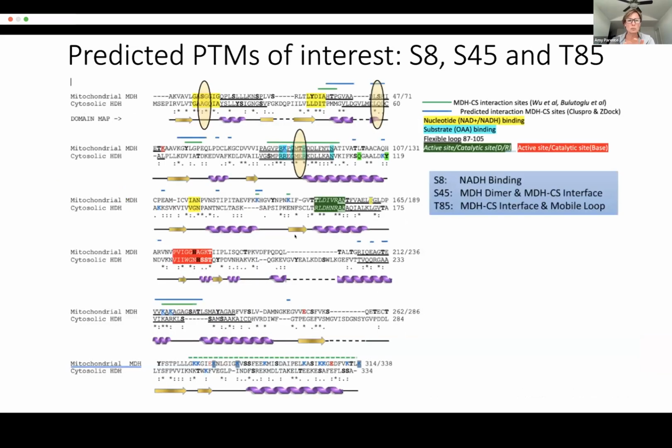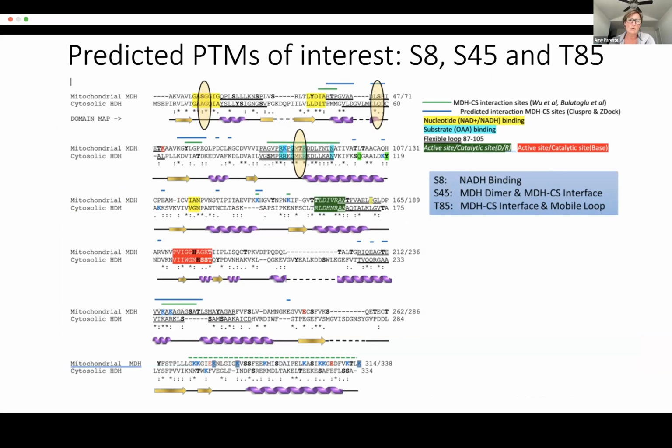I know this is a super busy slide, so don't take too much from this other than to highlight that in these regions that we have circled here and highlighted in yellow are 3 post-translational modifications that are of interest to us. Specifically, we're looking at serine 8, serine 45, and then a threonine 85. And here's why these are important, and how they can play a role in enzyme activity.